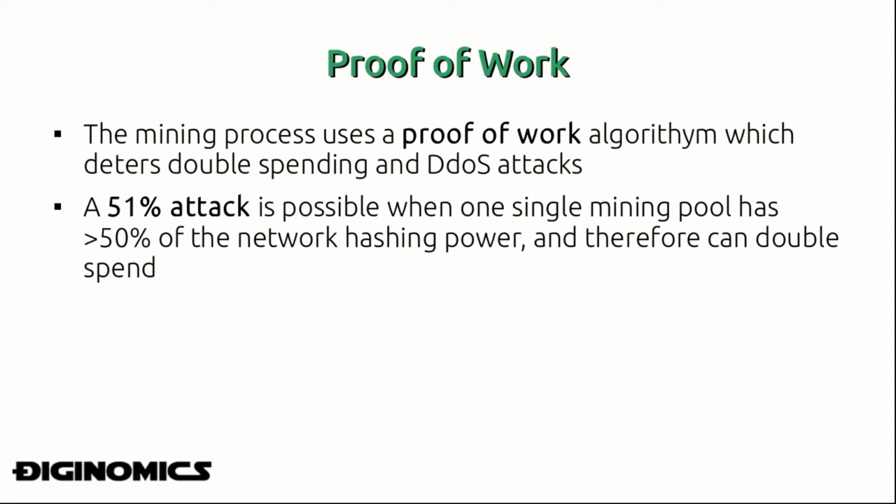A 51% attack is only possible when one single mining pool comprises over half of the network hashing power and can therefore double spend their money and be a dishonest node, essentially compromising the integrity of the Bitcoin network. Several times on occasion, mining pools have come close to owning 51% of the network hashing power, and oftentimes they actually voluntarily disband some of their hashing power in order to stay under 50%.